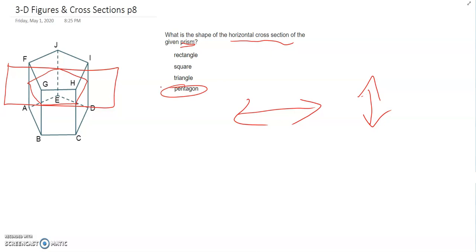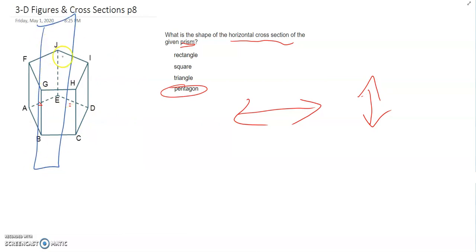Now, if you did a vertical cross section, you'd end up getting some sort of rectangle depending on where you did it at. So if I was to do some sort of vertical cross section, it may end up looking something like this and end up being a rectangle on there. In any case, it did want a horizontal one, and we came up with a pentagon.